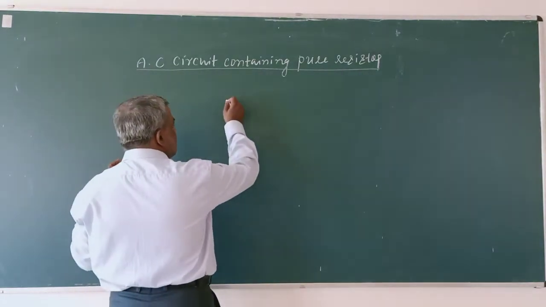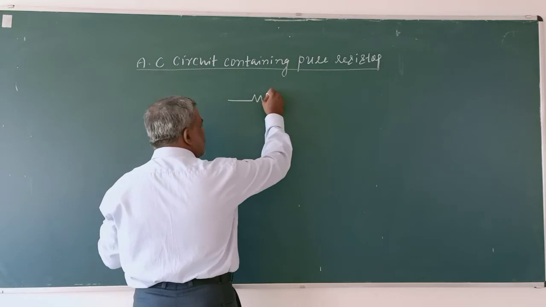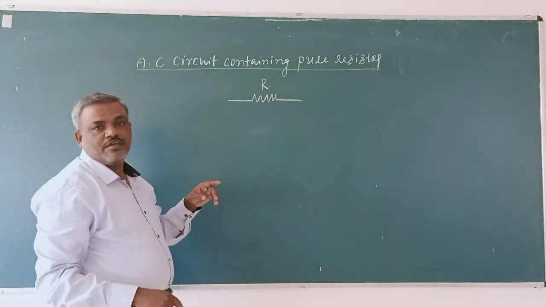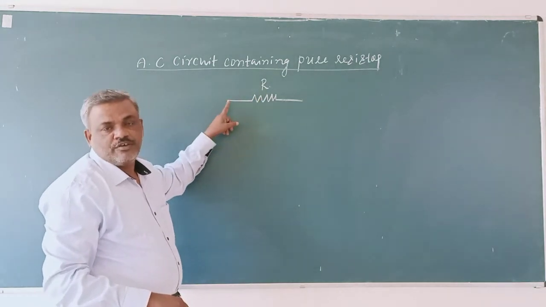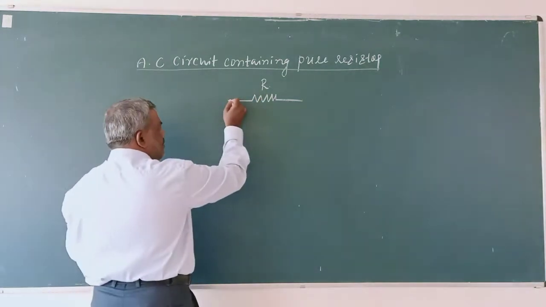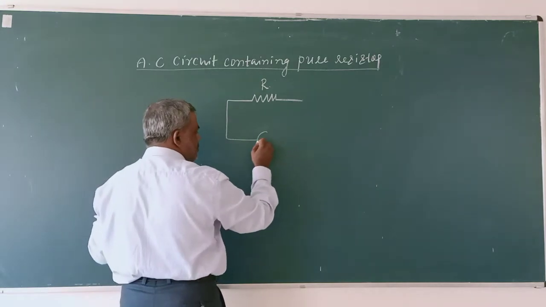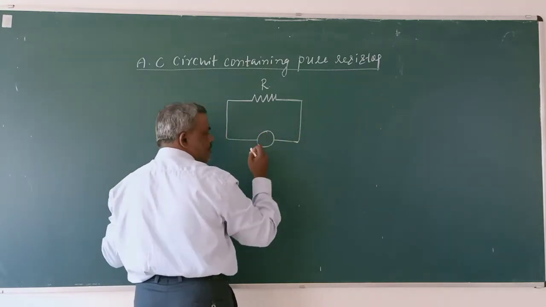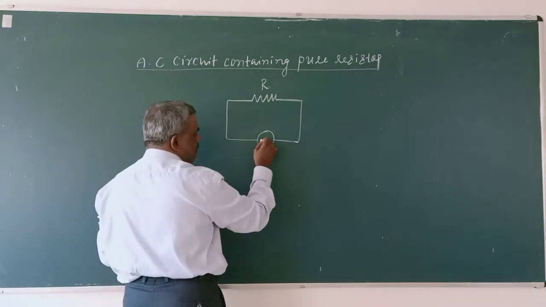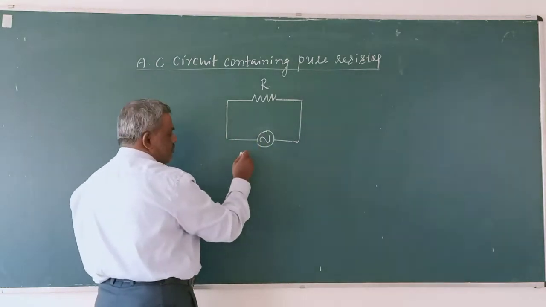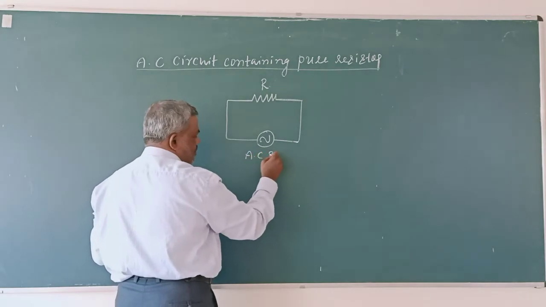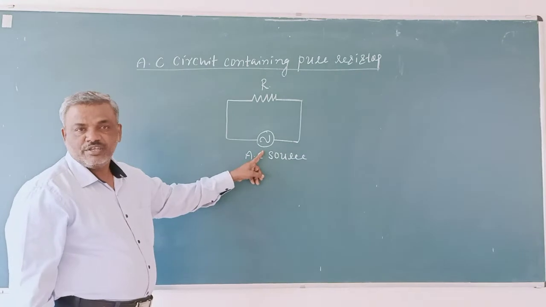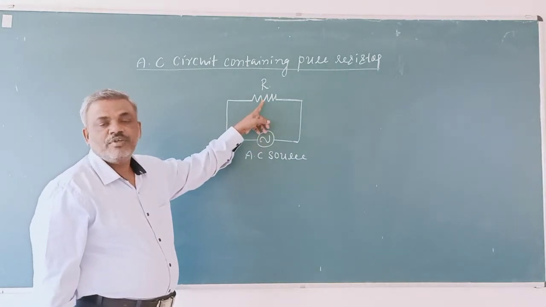So this is a resistor symbol. The circuit symbol for resistor is R. R is a resistor, connected in series with an AC source. The AC source symbol is a sine wave. Now this is the AC source, the alternating voltage applied to a pure resistor.